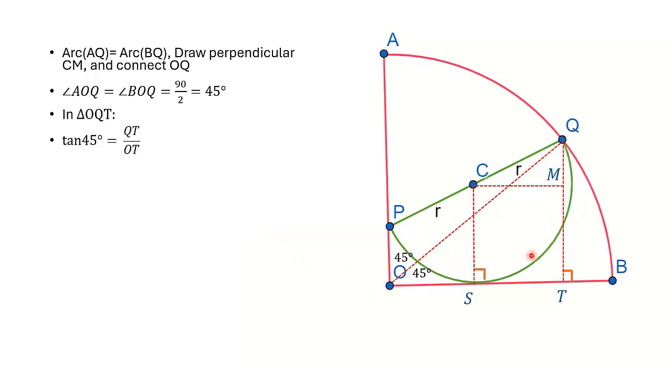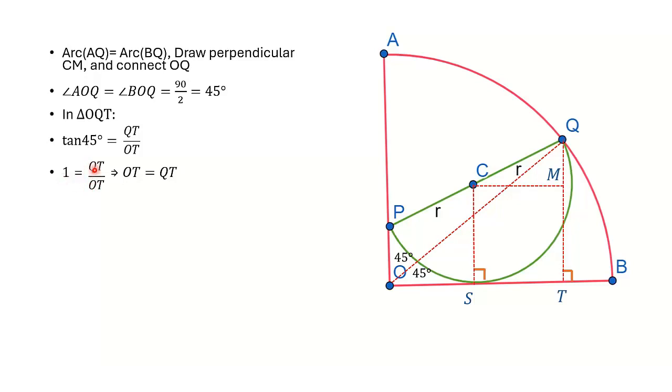Now in this triangle I can write tan 45. So tan theta is equal to opposite, that is QT, divided by adjacent, that is OT. So this is QT by OT, and this is equal to tan 45 degrees. And tan 45 is how much? Tan 45 is equal to 1. This means QT by OT is equal to 1.